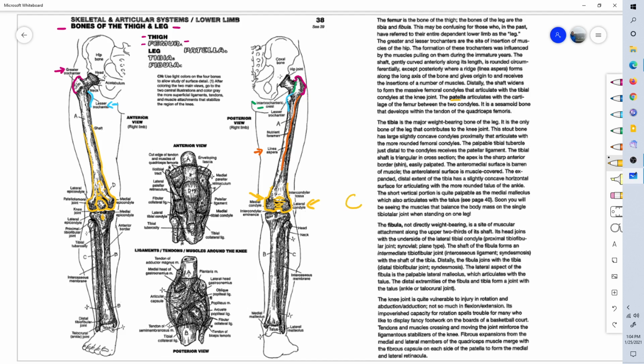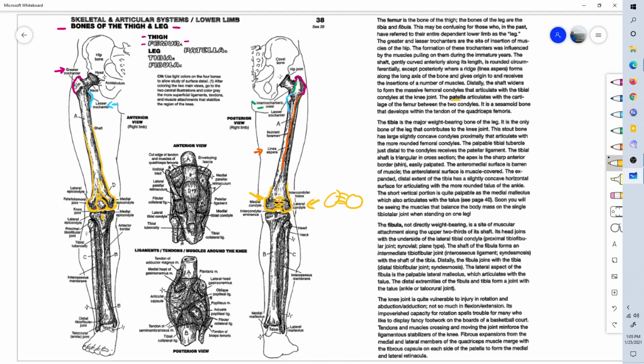So the condyles have a fossa or a dip in between them on the posterior. Note that the condyles are rounded and convex here on the inferior surface, and that's going to become important when we talk about the tibia.